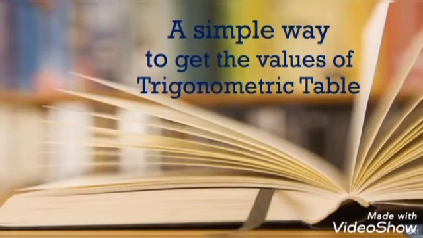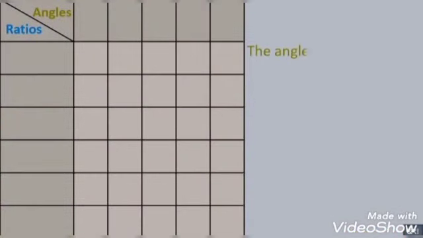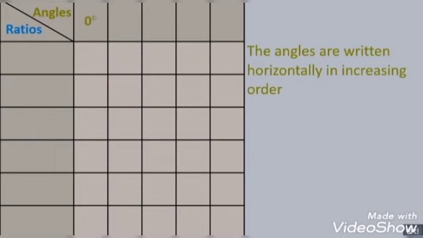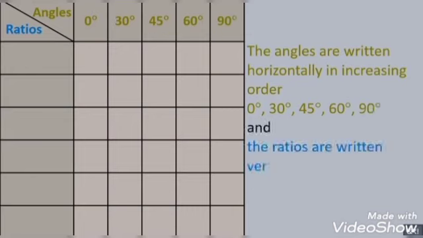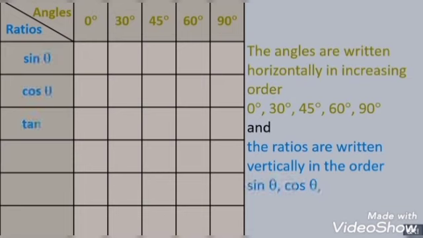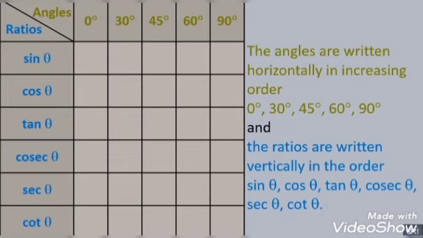Today I am going to explain a simple way to get the values of the trigonometric table. The angles are written horizontally in increasing order, like 0 degree, 30 degree, 45 degree, 60 degree and 90 degree. And the ratios are written vertically in the order sin theta, cos theta, tan theta, cosec theta, sec theta and cot theta.